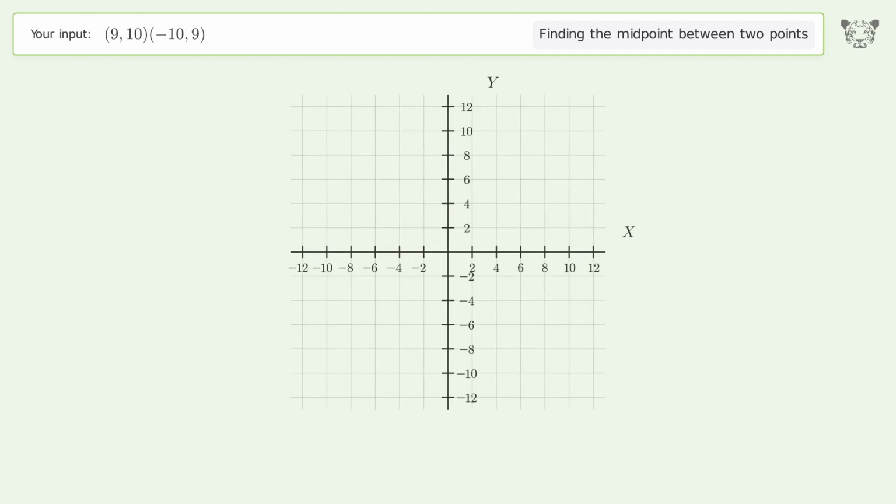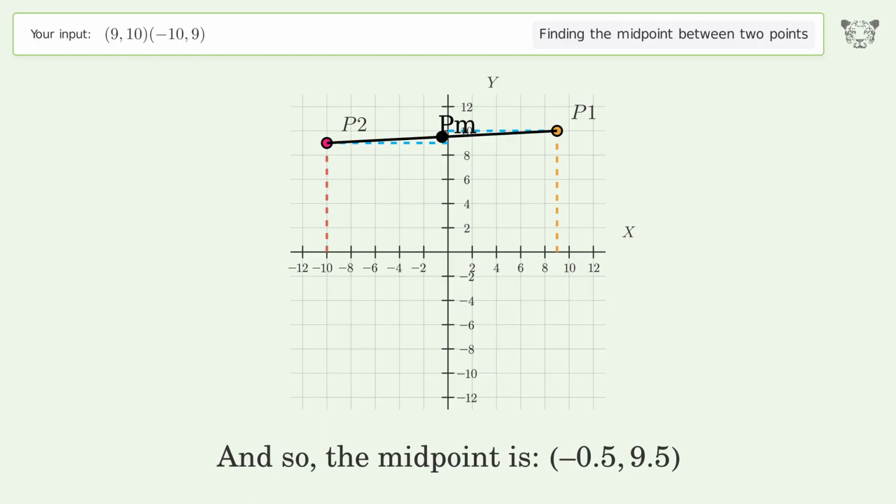And so, the midpoint is negative 0.5, 9.5.